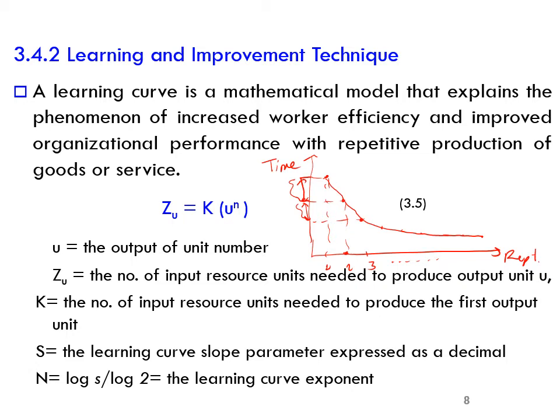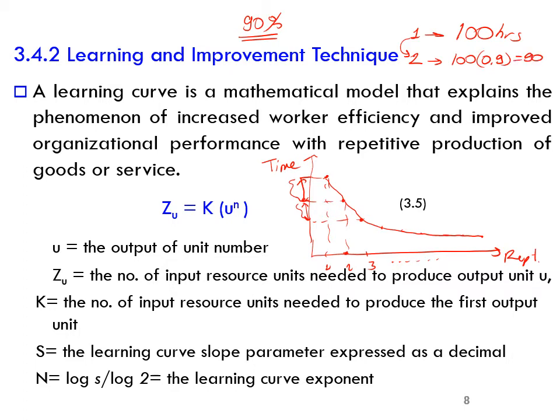Let me give you an example. If in order to produce one product, 100 labor hours is required, this is the number of hours for the first product, okay? And let's assume that there is a 90% learning curve. Then, when we double this output, which means that for the second product, the time to complete will be reduced to 90% of the initial one, okay, which will be 90 hours.